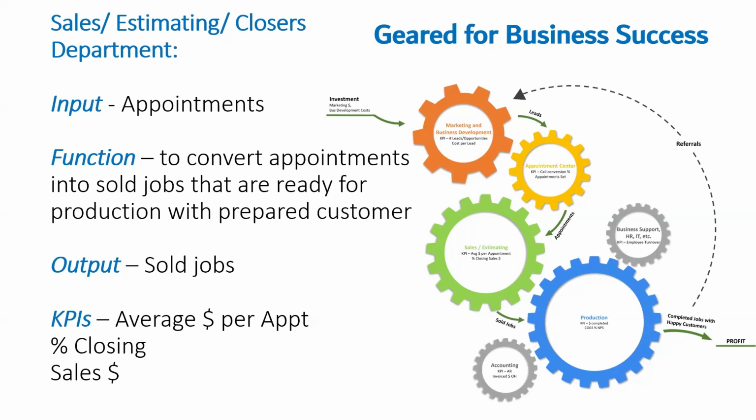Another great KPI, of course, sales dollars. We want to know how much we close in a given time frame because it gives us an indication there as well as how fast our machine is running. So the volume at which the machine is running.